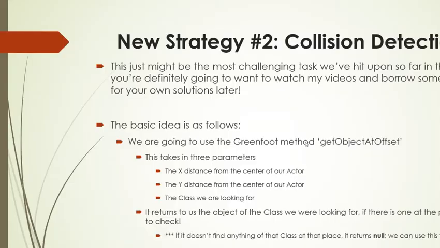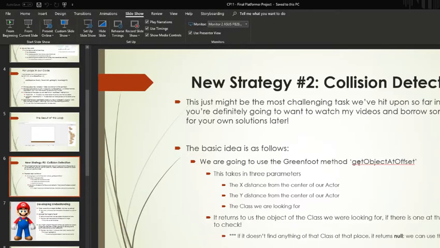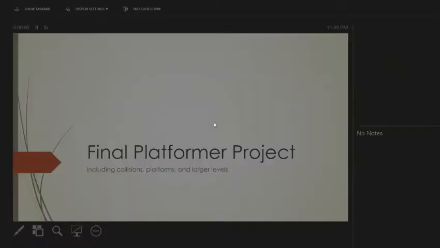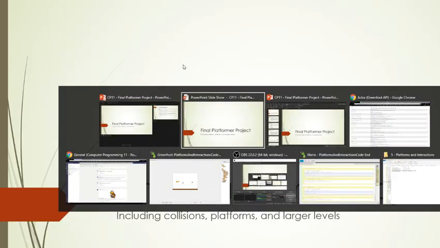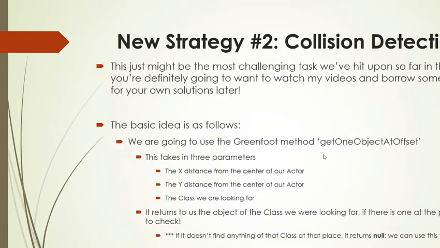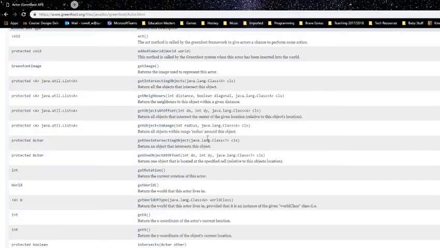So I said here in my notes, we're going to look at getObjectAtOffset. Get one object. I should edit that, because it's get one object at offset. I mixed up my methods in my head when I wrote the PowerPoint notes. Good for us to keep in mind. So we have two options here. Get objects at offset, multiple objects, or get one object at offset.